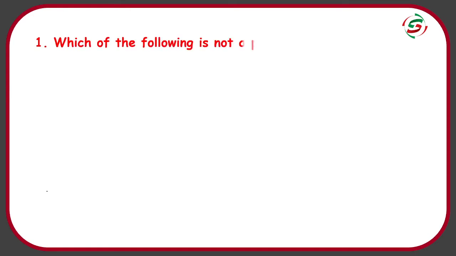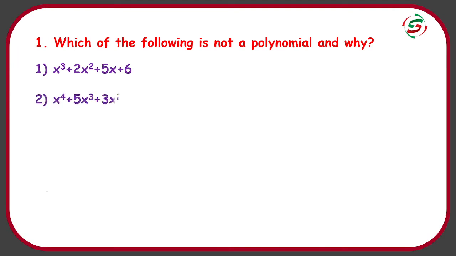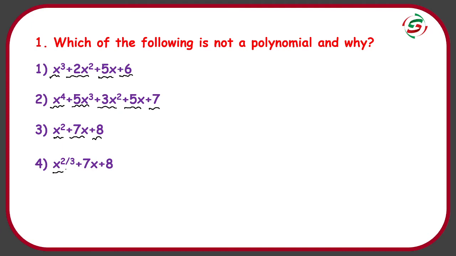So on this, let us go through one problem, that is, which of the following is not a polynomial and why? Here you first see the first option is x cube plus 2x square plus 5x plus 6. Second option is x raised to 4 plus 5x cube plus 3x square plus 5x plus 7. The third option is x square plus 7x plus 8. And the fourth option is x to the power of 2 by 3 plus 7x plus 8.